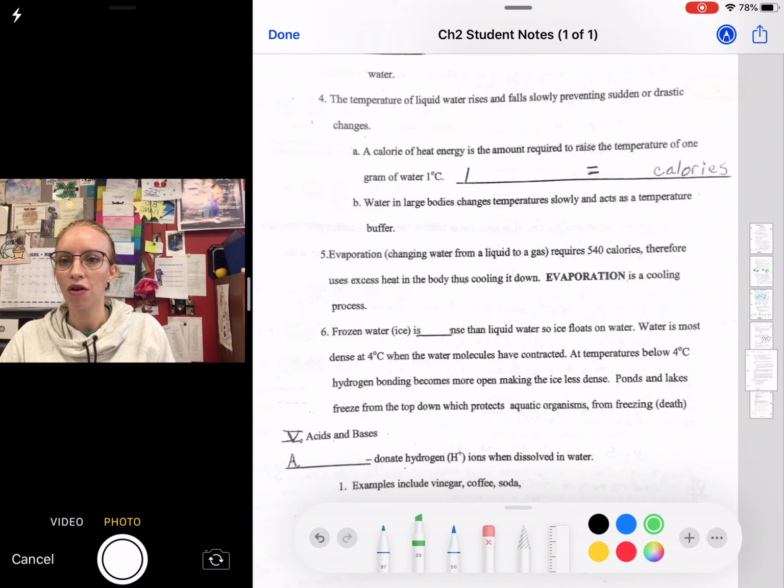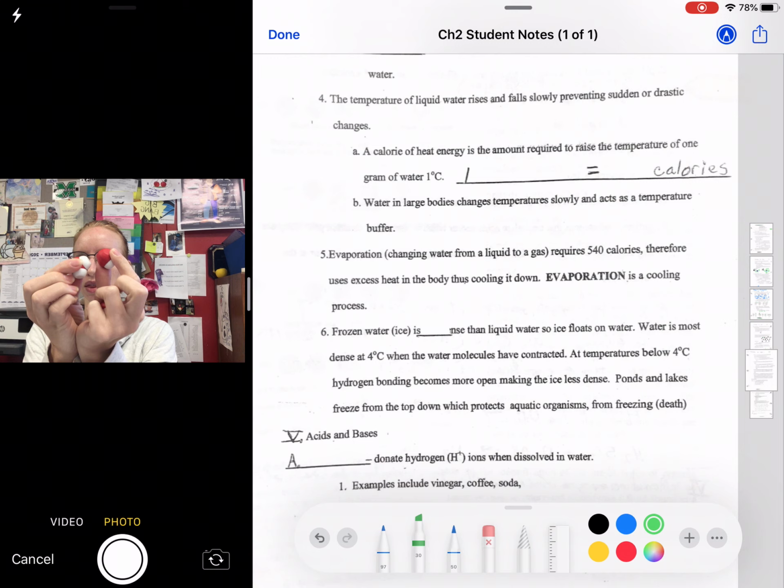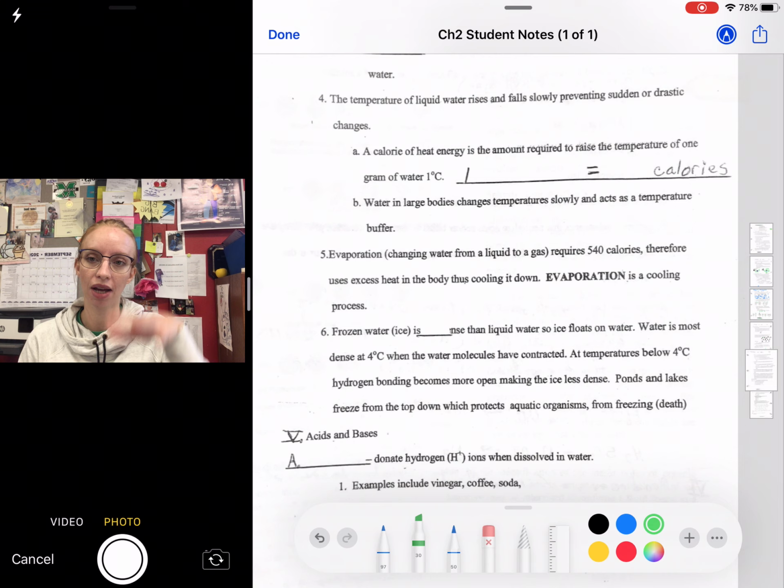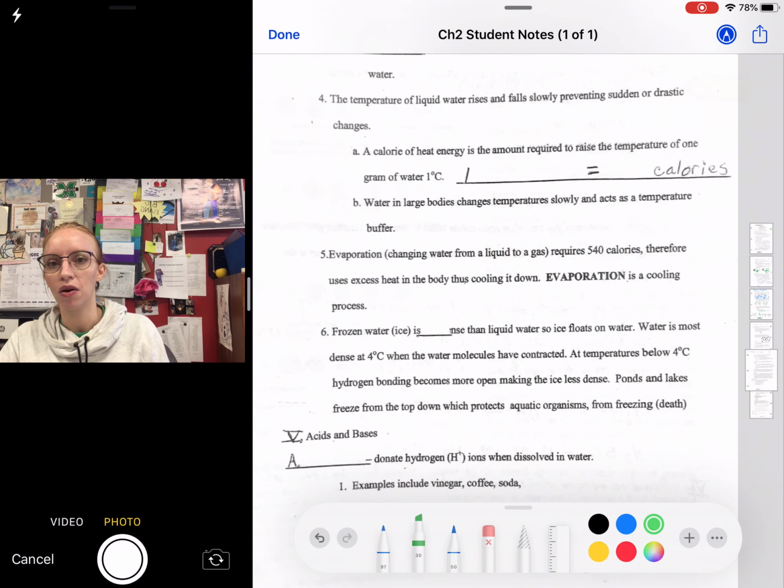At temperatures below 4 degrees Celsius, remember at 0 is when it becomes ice, hydrogen bonding becomes more open, making the ice less dense. So the hydrogen bonds will kind of split a little further apart, making the ice less dense. And ponds and lakes freeze from the top down, which protects aquatic organisms. So again, cool water before it becomes ice sinks, and so it keeps the aquatic organisms from freezing.